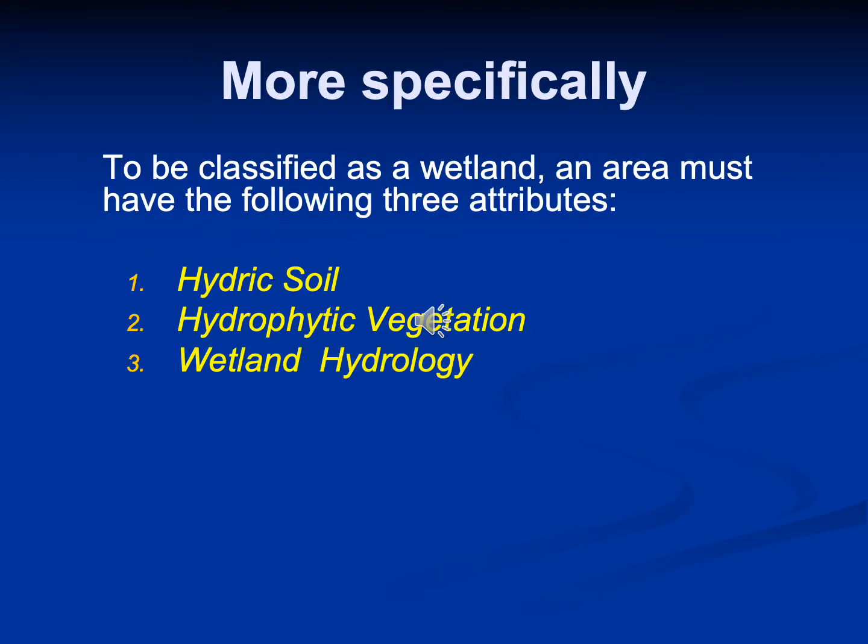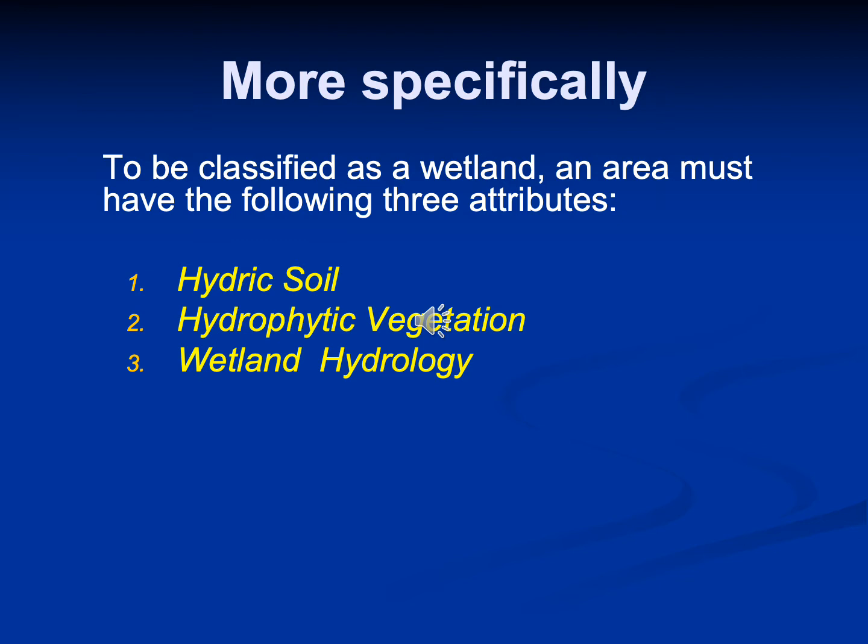To be classified as a wetland, an area must have the following three attributes. Number one, hydric soil. The baseline is predominantly undrained anaerobic soil. Number two, hydrophytic vegetation. The land supports plants which are adapted to wet soil conditions. These plants are also known as hydrophytes.